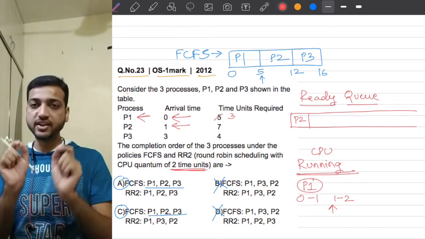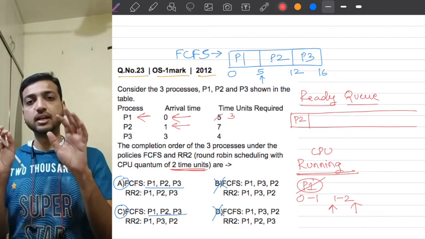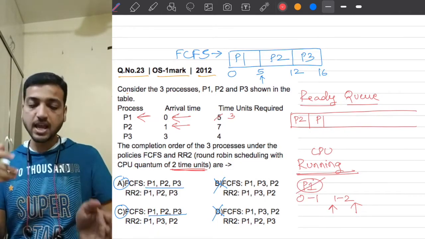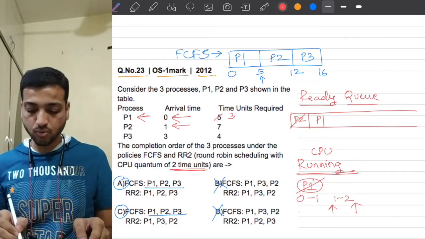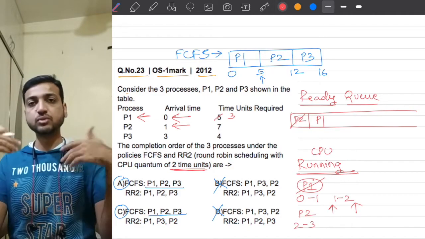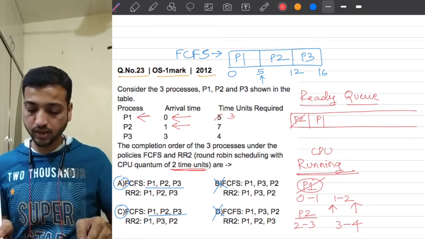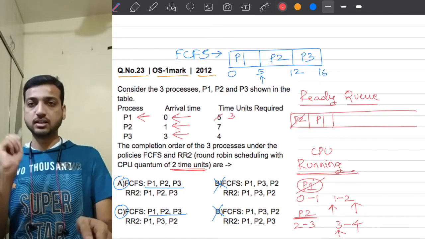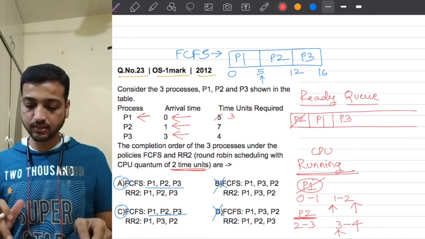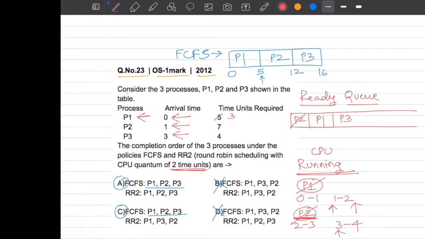And once 2 seconds of P1 are completed, it will get out of the CPU and go into the ready queue. So P1 will come here. Now P2 will come onto the CPU. So here comes our P2, and P2 will run from 2 to 3 and 3 to 4. And while P2 is running, at the third second P3 has arrived. So P3 will come into our ready queue while P2 is running. Once P2 is completed, P2 will come back to our ready queue. P2 has run for 2 seconds, so we have to reduce this. This becomes 5 now. Only 5 is remaining.